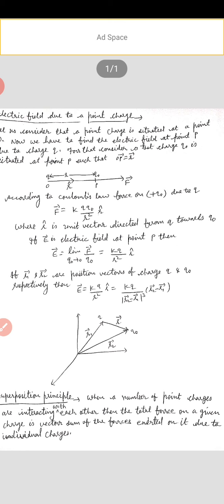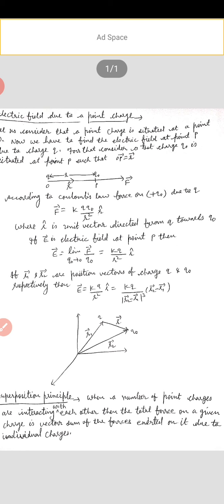Now, if R1 and R2 are position vectors of charges Q and Q naught respectively, then we can write the electric field E in terms of position vectors R1 and R2. E is equal to K into Q divided by R square R cap.